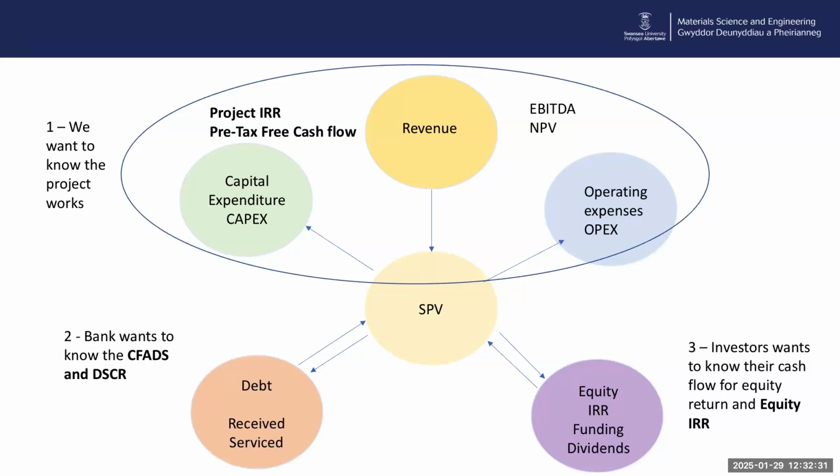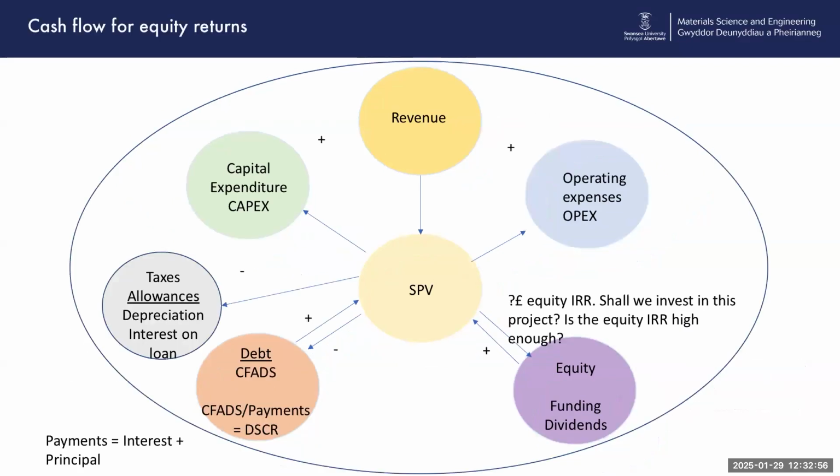So in the beginning, okay, you can do this. The special purpose vehicle can figure out their project IRR. They can figure out their pre-tax cash flow. They can figure out their EBITDA, their net present value. So we do that first to figure out how the project works. Then the bank wants to know its CFADS and its debt service cover ratio. And then investors want to know the equity IRR. All right.